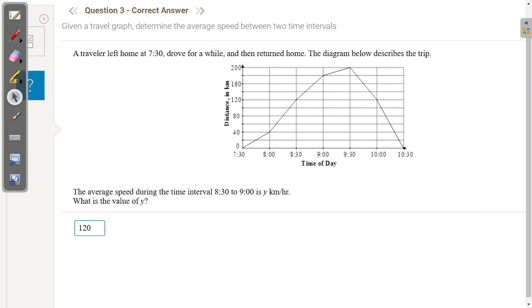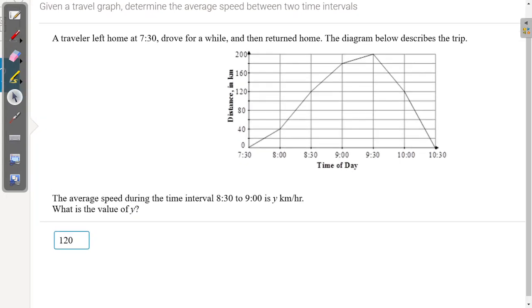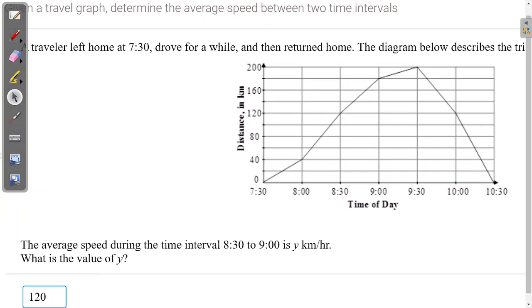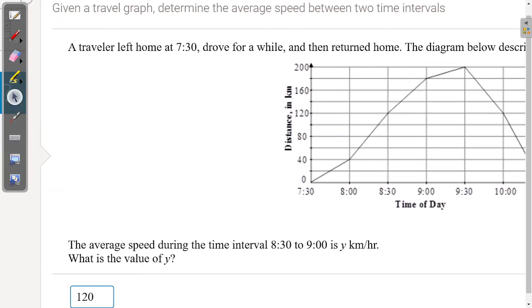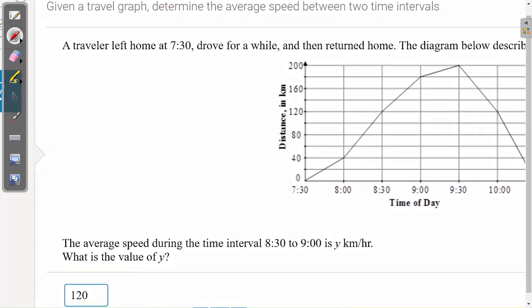A traveler left home at 7:30, drove for a while, and then returned home. The diagram below describes the trip. The average speed during the time interval 8:30 to 9 is y km per hour. Find y. Okay, when they give you a distance-time graph and they want average speed, it's just the slope. So you just have to find the slope between 9 o'clock and 8:30.